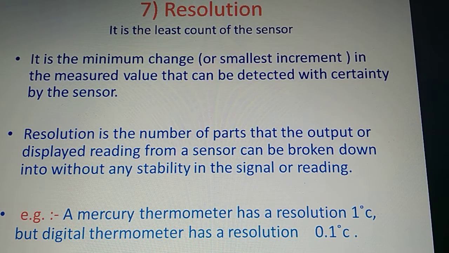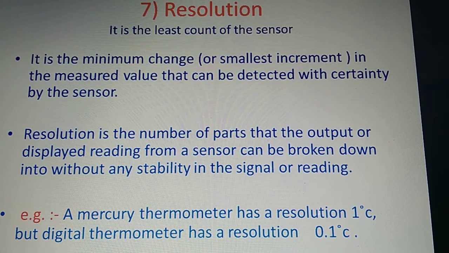The next, seventh characteristic of the sensor is the resolution, and this resolution is the least count of the sensor. It is the minimum change or smallest increment in the measured value that can be detected with certainty by the sensor. This resolution is the number of parts that the output or displayed reading from a sensor can be broken down into without any instability in the signal or reading. Now you are familiar with this word resolution and you have been using it.